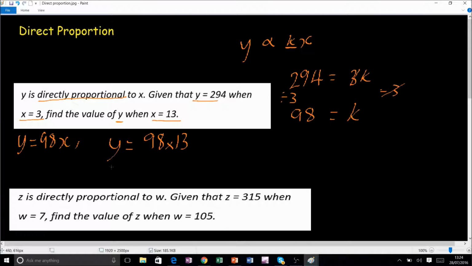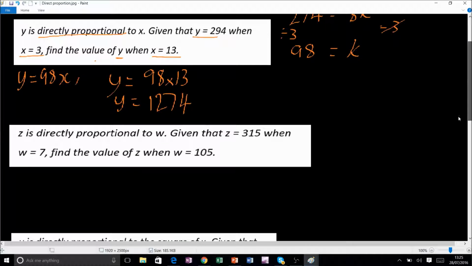So let's find out what this is. y is equal to 98 times 13, which gives us 1,274. So when x is 13, y is equal to 1,274.